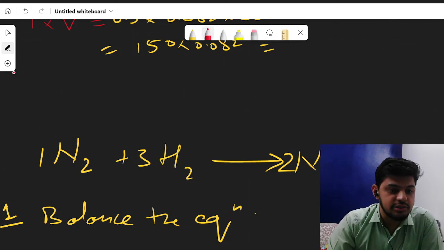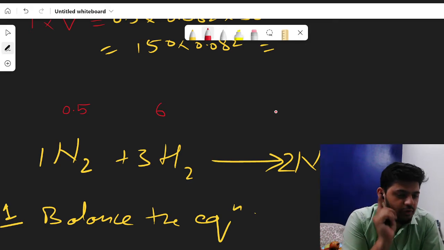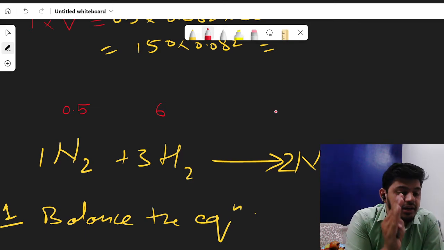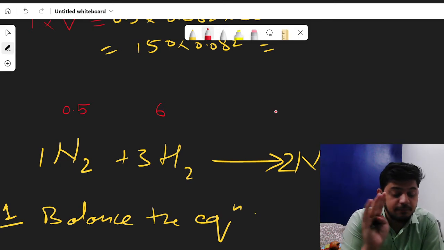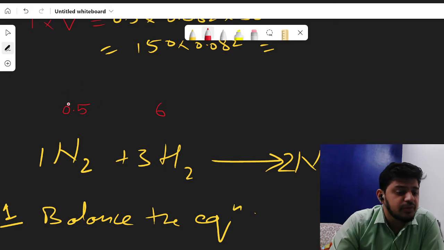I am writing the moles now. I have 0.5 moles of nitrogen and 6 moles of hydrogen. I want to calculate who is the limiting reagent. Now see, very important topic, right? This will come here, and also in chapter 4 or chapter 3, whatever it was. Okay, see how it was.